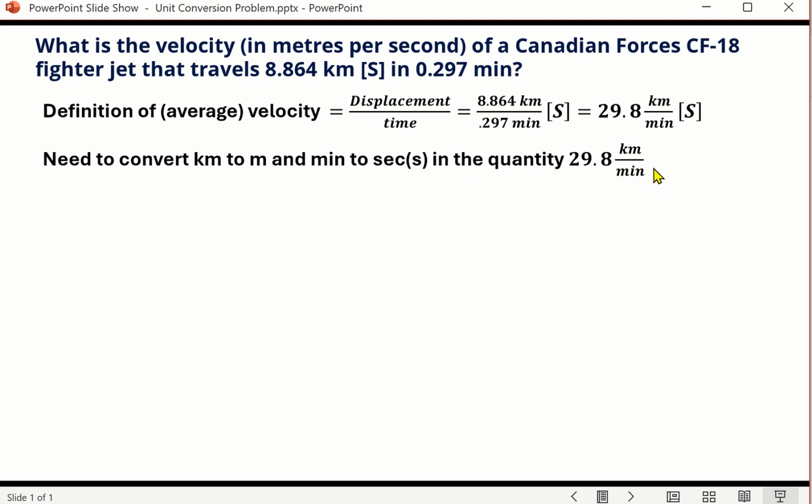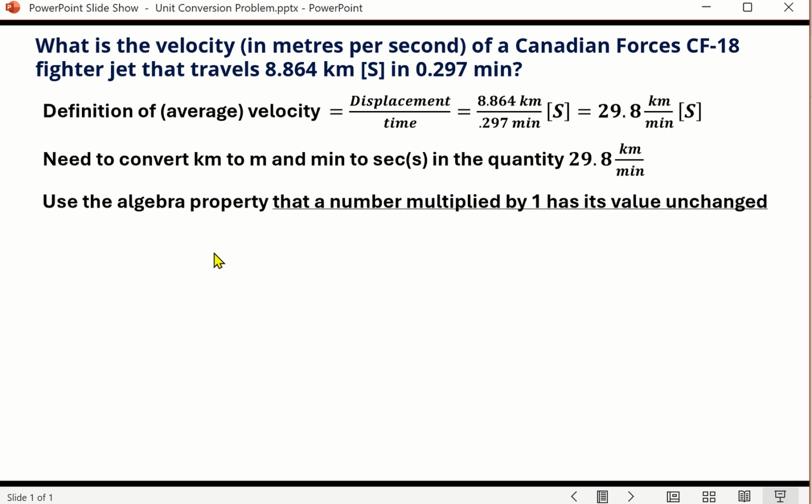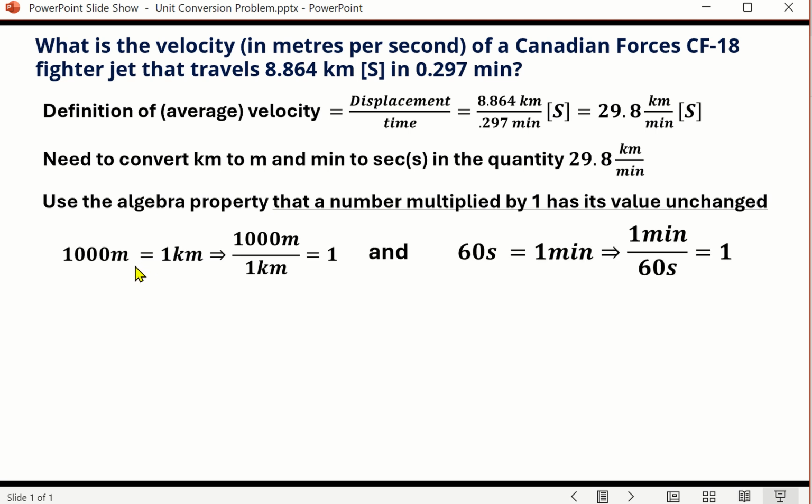So we know we're going to want to multiply times something that has kilometers in the bottom and minutes in the top. Well, what do we multiply? We use the algebraic property that a number multiplied by 1 has its value unchanged. So we want numbers that multiply this, that fiddle with the units, that equal 1, don't change the value, but do things to the units. So we express the equivalence between meters and kilometers. 1,000 meters is equal to 1 kilometer. Divide both sides of this by 1 kilometer, and we get 1,000 meters divided by 1 kilometer is equal to 1.